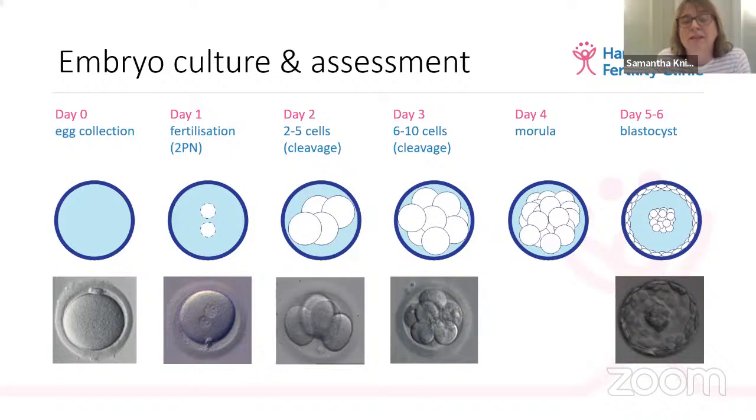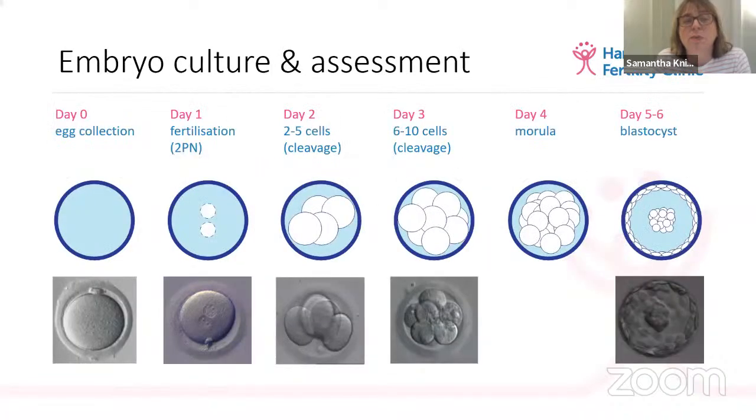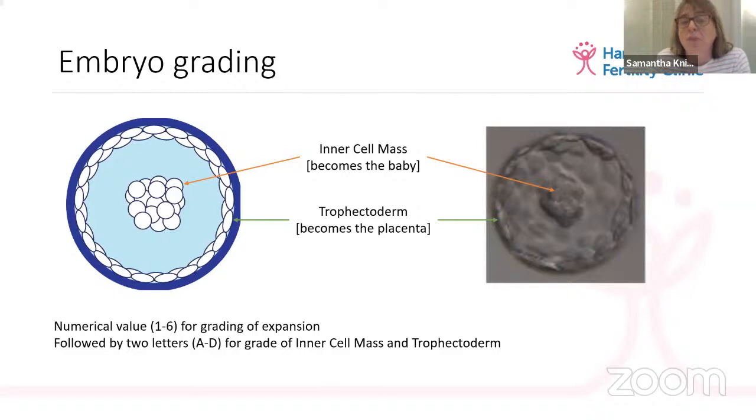Next slide, please. Historically, we would only look at those once a day, taking them out of the incubator and having a snapshot of what they look like. For embryo grading, the majority of cycles at Harley Street Fertility go to blastocyst stage. So we grade the inner cell mass, the part that becomes the baby, and the trophectoderm, which is the placenta.